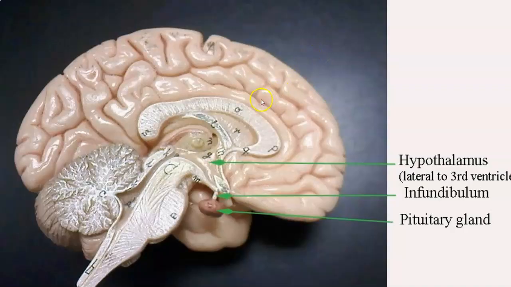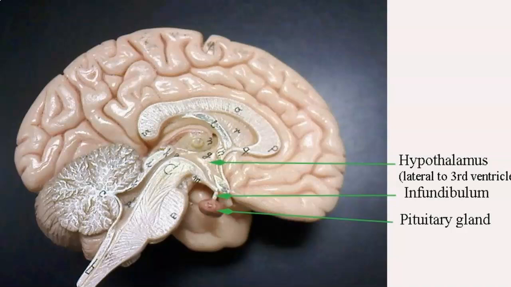So in this image, we have a sagittal section of the brain. You can see the hypothalamus here. The hypothalamus is considered to be a neuroendocrine organ because it functions in both the nervous system and the endocrine system. So if you remember from Anatomy and Physiology 1, in the autonomic nervous system chapter, you probably learned about the hypothalamus. And that's because the hypothalamus has several autonomic nervous system functions.